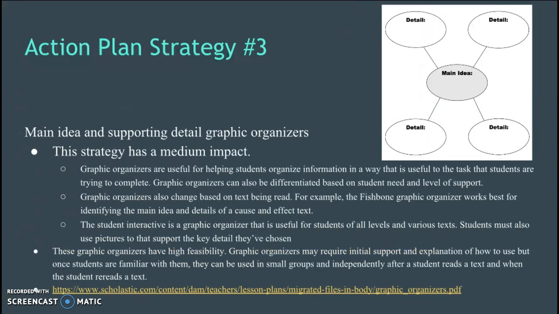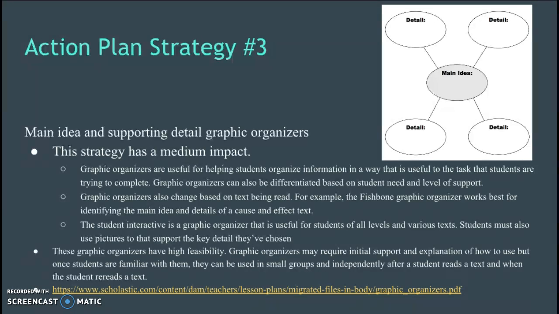Our third strategy in our action plan is using graphic organizers for main idea and supporting details. This strategy has a medium impact. Graphic organizers are useful for helping students organize information in a way that is useful to the task that students are trying to complete. Graphic organizers can also be differentiated based on student need and level of support. Graphic organizers also change based on the text being read.